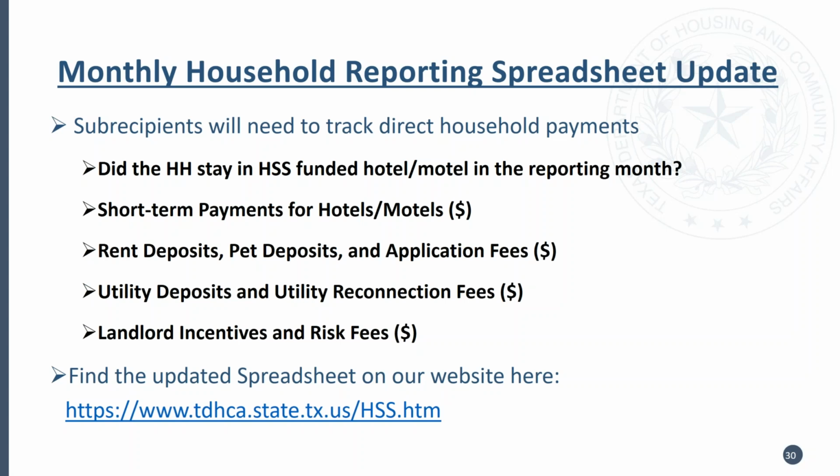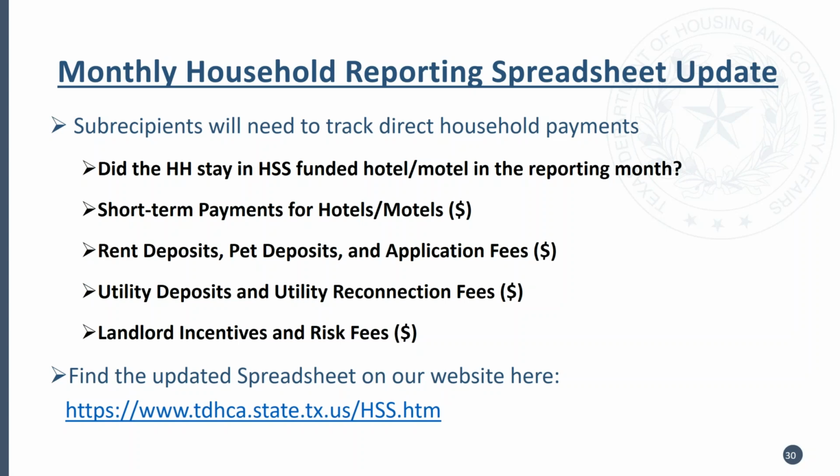Well, we've had subrecipients say, what if I want to pay for a hotel motel stay for a client all at once, right? I want to pay it all at once, and this is going to go over, like, let's say I pay it up front on April 28th, and that client stays in that hotel through May, right? Well, how do I report this? Well, you're going to report the short-term payment just in April, because that's when you expended the funds. That's where you cut the check. But you're going to put that the household stayed in a hotel or motel in both April and May. So that way we know that short-term payment served both months.